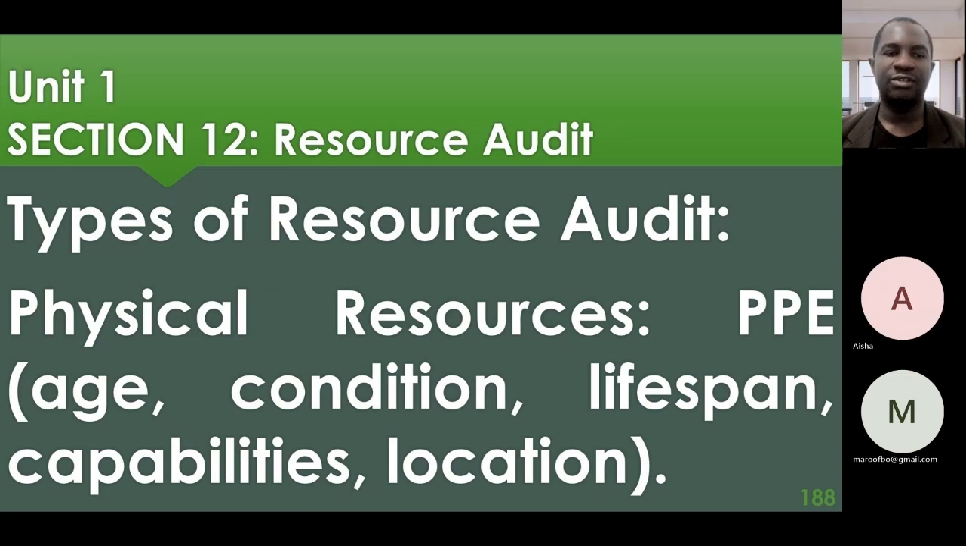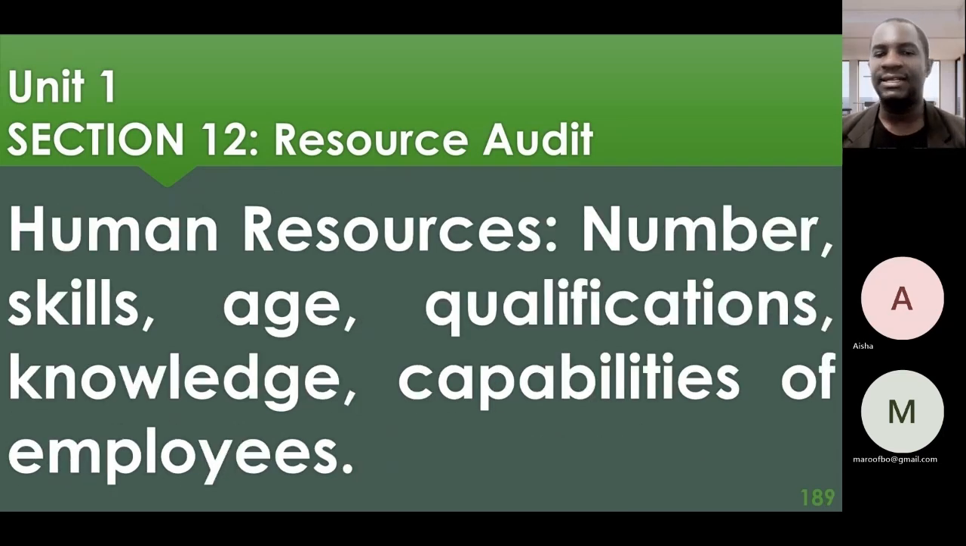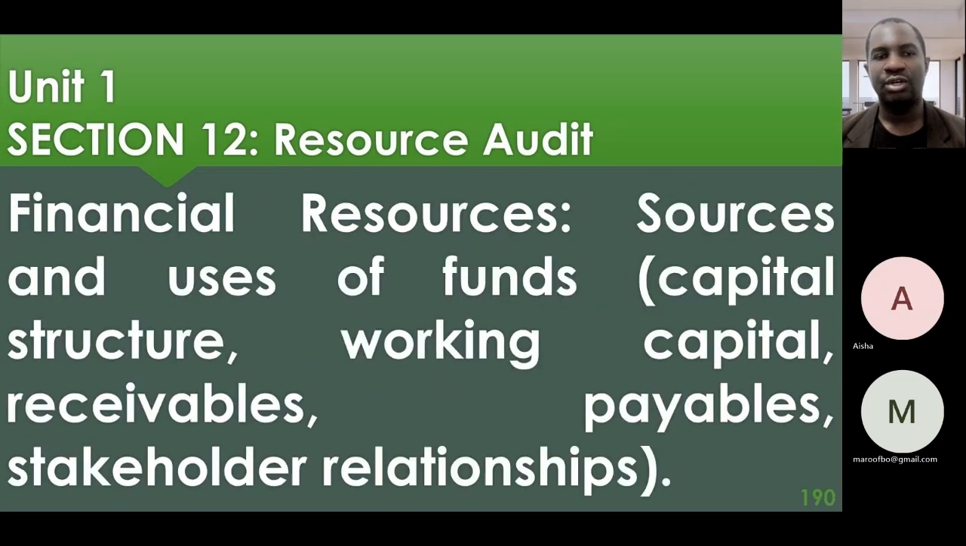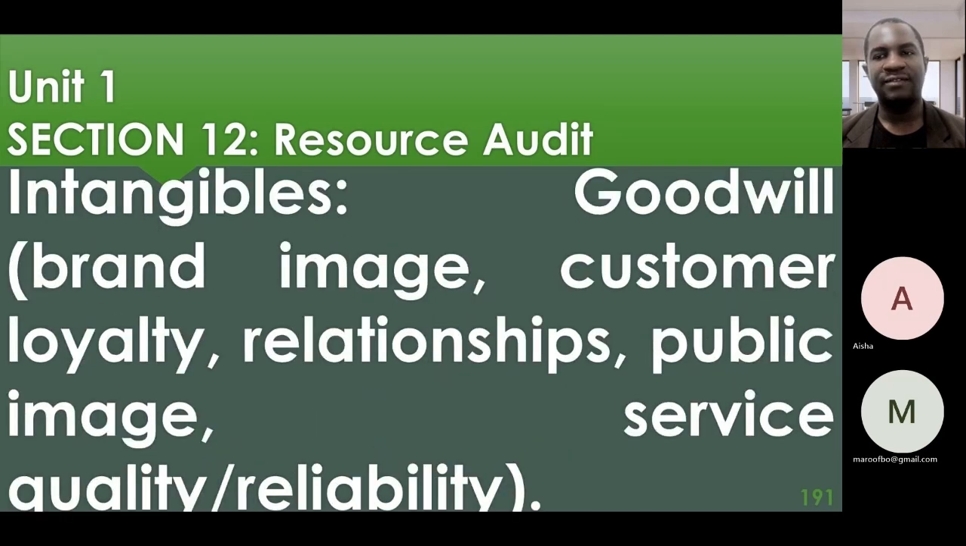So the physical resource is a type of resource audit, and the human resource is another cardinal and very critical type of resource audit. Then the third one is financial resources. Financial resources speaks to the use of funds. You need money to be able to run the company. The capital structure between equity and debt, working capital that speaks to your day-to-day running of the business in form of receivables, payables, and also financial resources to enhance stakeholder relationships. So this is what financial resources speak to. And we also have intangible resources, the goodwill in form of the brand, the image, customer loyalty, relationships built, public image of your product or service, and the quality and reliability of your product are also types of resource audits. Very, very important. So we have 4 of them.